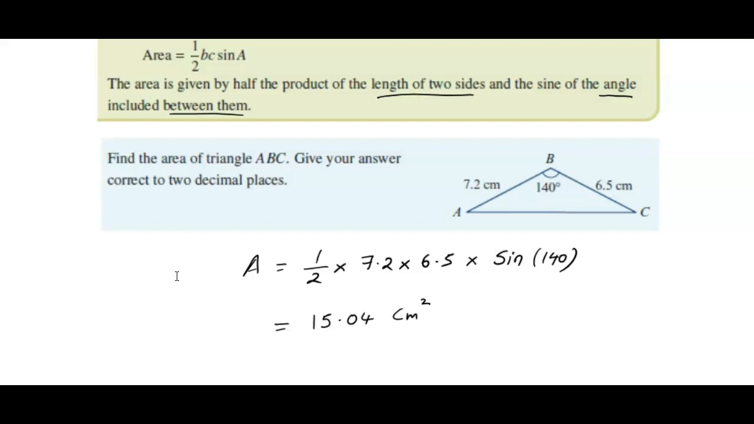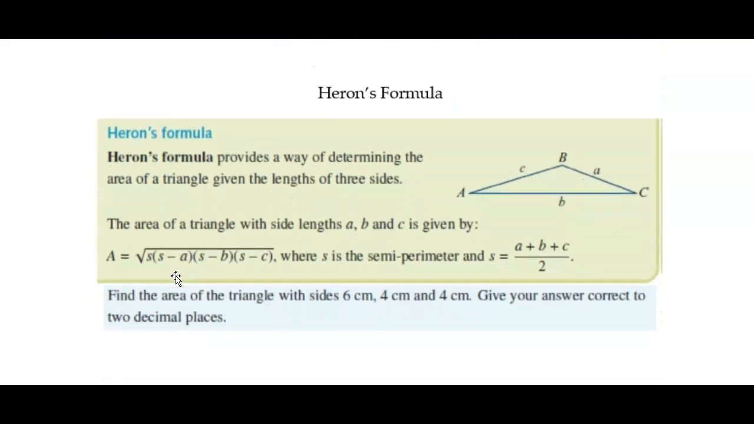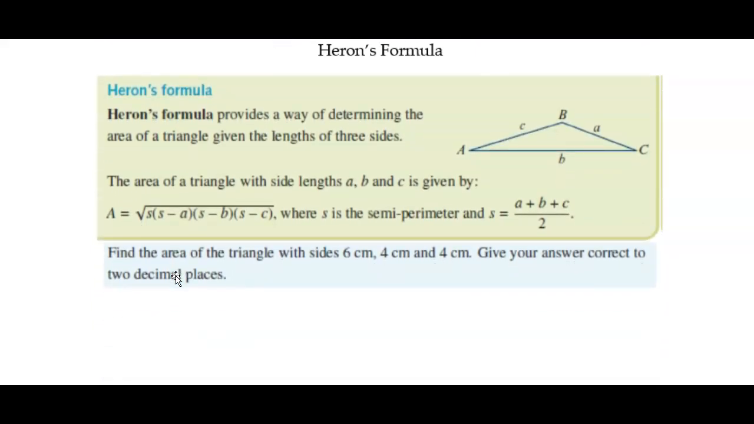The second formula I want to look at today is what we call Heron's formula. The place where we need to use Heron's formula to find the area of the triangle is if we don't have the perpendicular height or any angle given to us. So the circumstance we're going to use Heron's formula is when we're given the length of all the three sides of the triangle. Heron's formula is given by the square root of s times s minus a times s minus b times s minus c, where s is what we call the semi-perimeter of the triangle, which is basically the perimeter divided by 2.